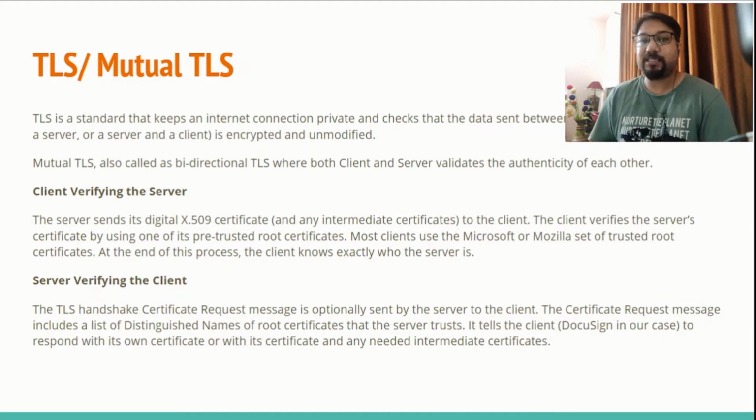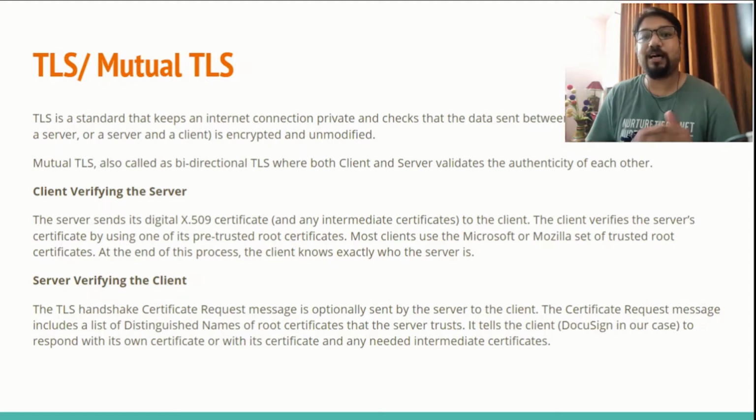Now we have seen that the client is verifying the server. The other case is when the server wants to verify whether the client is a legitimate client or not. This is termed mutual TLS, or bidirectional TLS, where both client and server verify each other. For example, if I have given access to a third party called Paytm, then the server can verify whether the request is coming from Paytm or not.